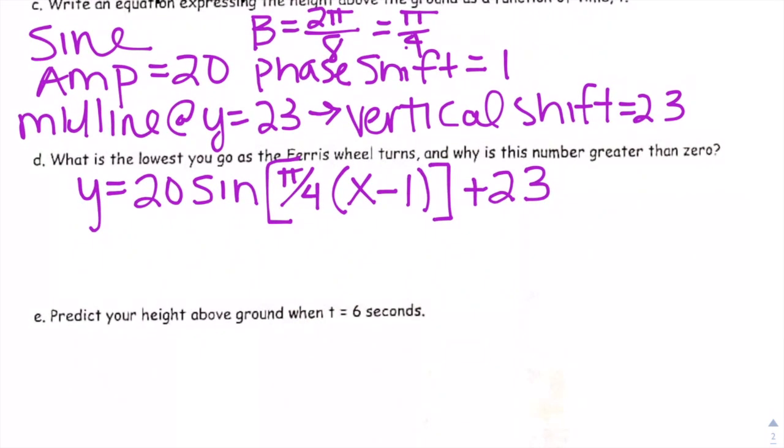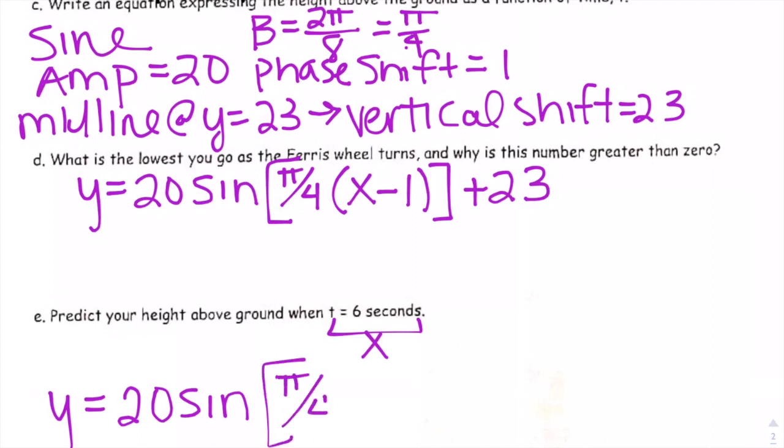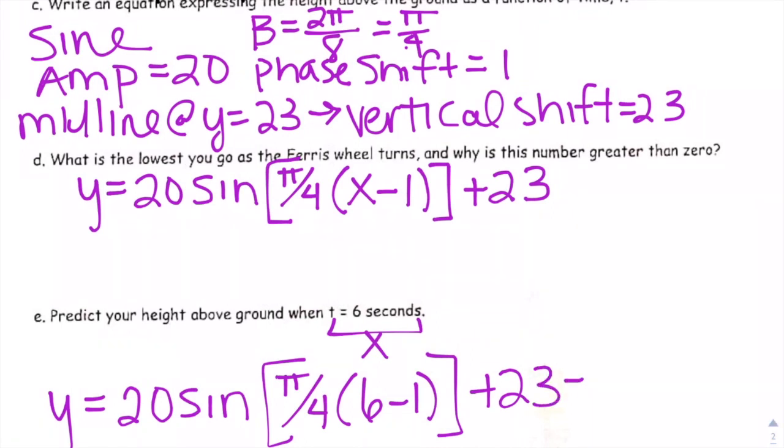So now predict your height above the ground when t is 6. So this is going to be our x is 6. So y equals 20 sine pi over 4 times 6 minus 1 plus 23, and again, you want to make sure your calculator's in radians mode because we're using radians to find all this information. And when you do all that, you're going to get that it's approximately 8.9 feet.